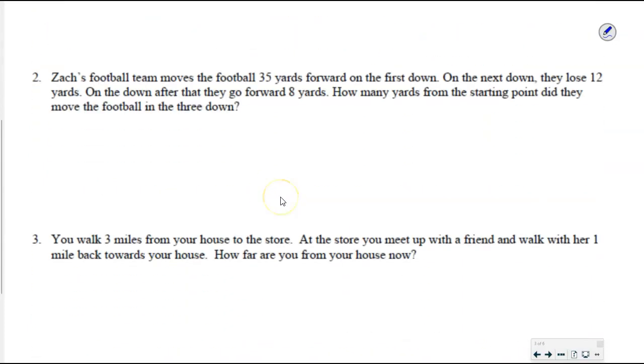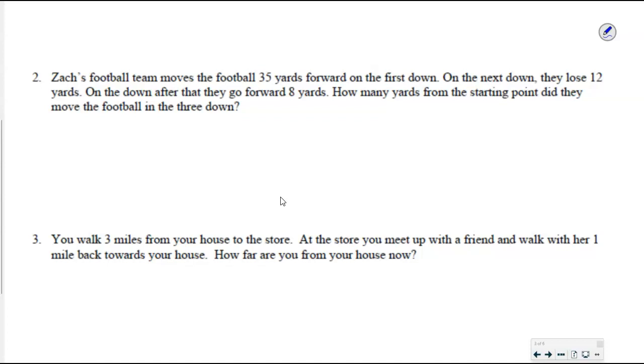The next one, Zach's football team moves the football 35 yards forward on the first down. On the next down, they lose 12 yards. On the down after that, they go forward 8 yards. How many yards from the starting point did they move the football in 3 downs?